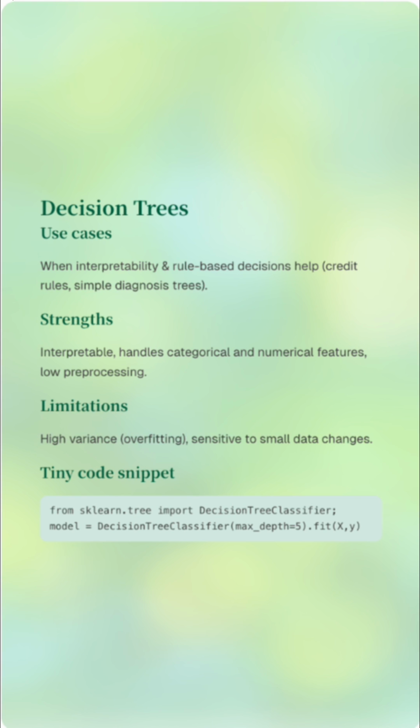Next, let's look at decision trees. They're great when you need interpretability or rule-based decisions, for example, credit approval rules or simple medical diagnosis trees. Their strengths: they're easy to interpret, handle both categorical and numerical features, and require very little pre-processing. But they do have limitations. Decision trees can have high variance, meaning they tend to overfit, and they're sensitive to small changes in the data.